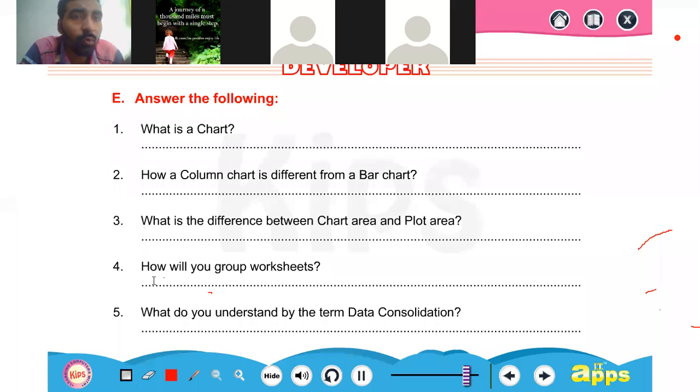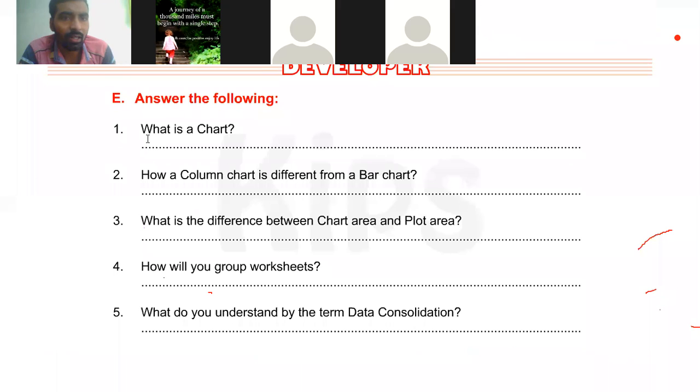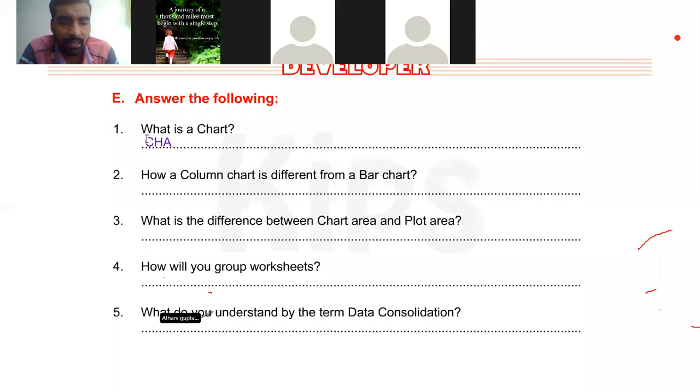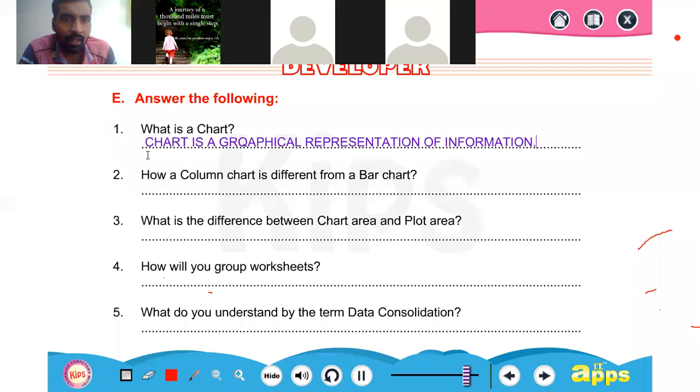So here let me write the answer. I am writing, but kindly write the proper answer from the book. What is a chart? So here you can say chart is a graphical representation of information. Okay, very short answer. Rest you can write more things about this from your book.